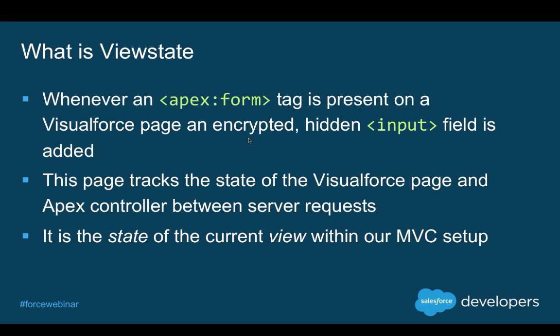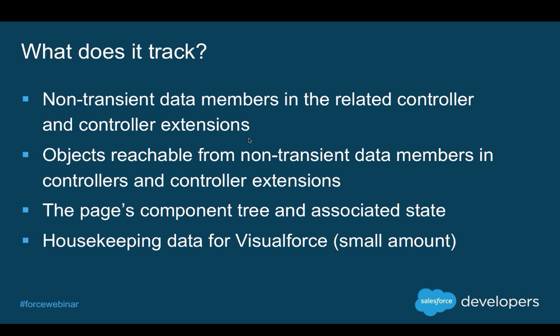So whenever you add an Apex form, you get a hidden input field on the page that contains a lot of data. It's fully encrypted, so it can't be read and snooped by anyone to find out any information. But effectively, this little input field on the page tracks the state of the Visualforce page and the Apex controller in between these different server requests. The simple way of thinking about it, and the way that I like to always remind myself of what it is, is that within our model view controller, our MVC setup, the view state is the state of our current view part. So it's quite simple to think about what it is and what it's doing.